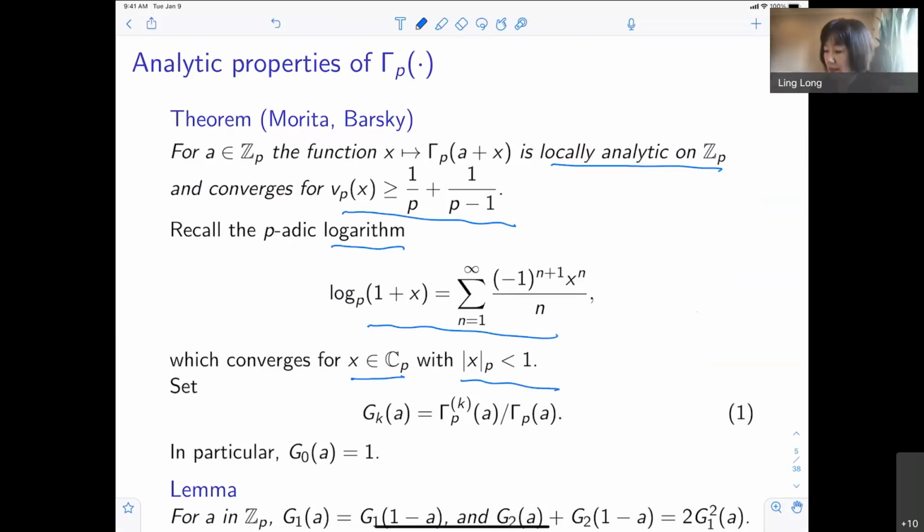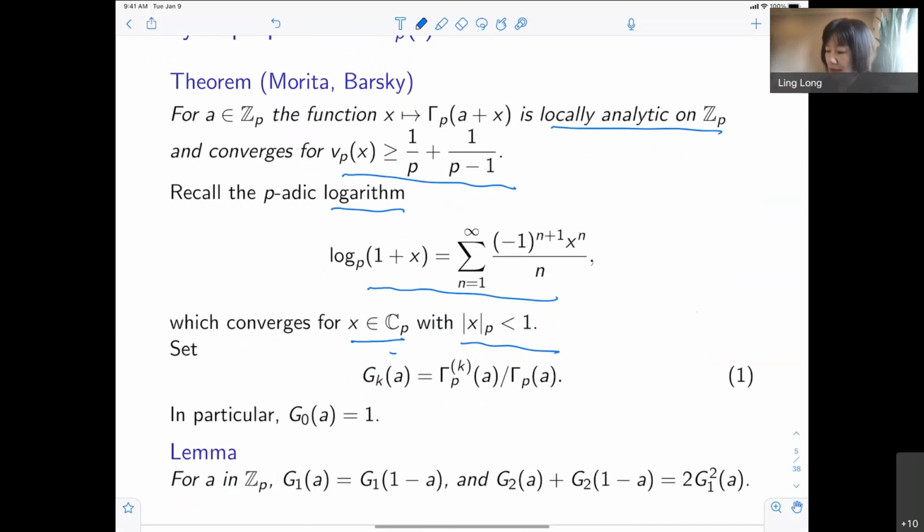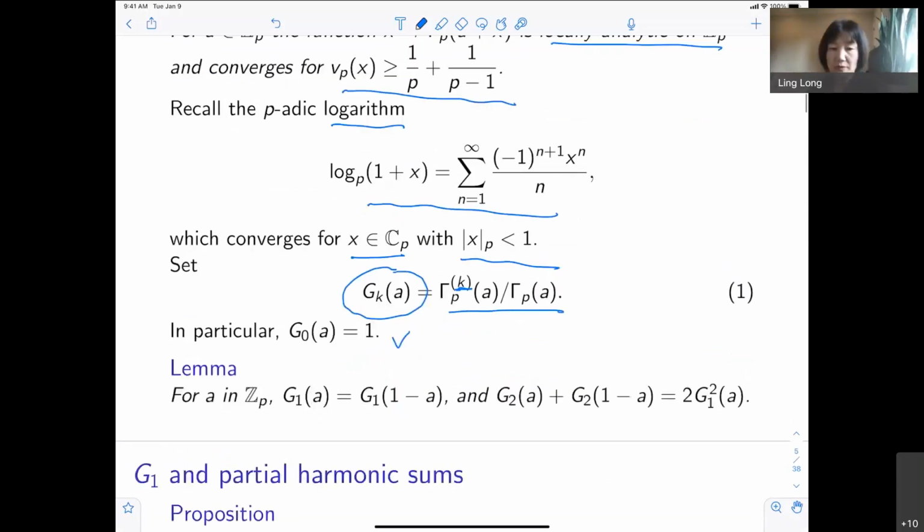So then we define G_k of a, which is the k-th derivative of the gamma function over its normalized gamma_p of a. So it's the logarithmic derivative. And according to the definition, if I put the subscript 0, that means it's gamma_p of a over gamma_p of a, so it's 1. It's just by definition. And by the reflection formula, you also have G_1 of a and G_1 of 1 minus a to be the same. And then there are also other properties you can derive from the reflection formula.